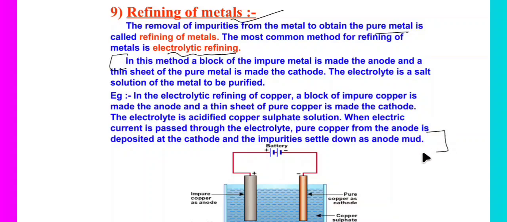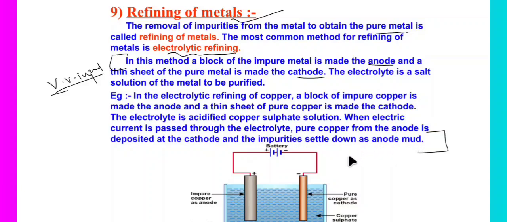Read it once. This is very important. In this method, a block of impure metal is made the anode, and a thin sheet of pure metal is made the cathode. The electrolyte is a salt solution of the metal to be purified. So in the electrolytic refining of copper, a block of impure copper is made the anode, and a thin sheet of pure copper is made the cathode. The electrolyte is acidified copper sulfate solution. When electric current is passed through the electrolyte, pure copper from the anode is deposited at the cathode, and the impurities settle down as anode mud.